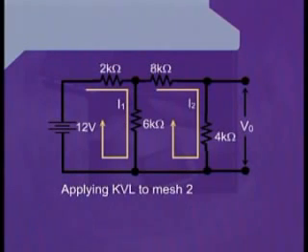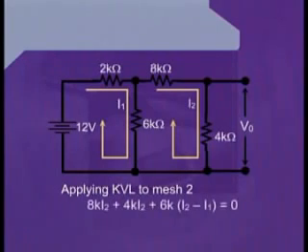Once again, starting from the top node of the mesh 2, which is before the 8 kilo ohm resistance, we can write 8K, and because we have just assumed that the current I2 is flowing through the mesh 2, we can take the product of 8K with I2. Next, we reach the junction of 4 kilo ohm resistance. Hence, once again, we can write plus 4K into I2.